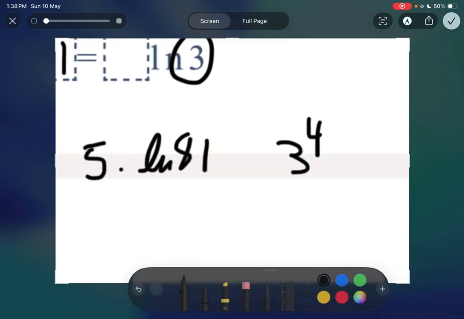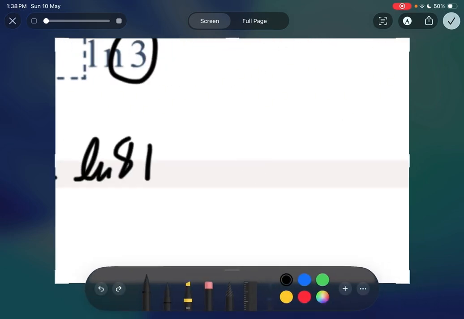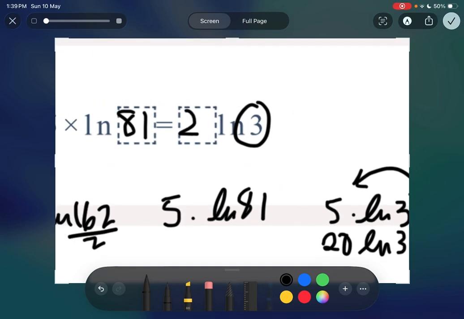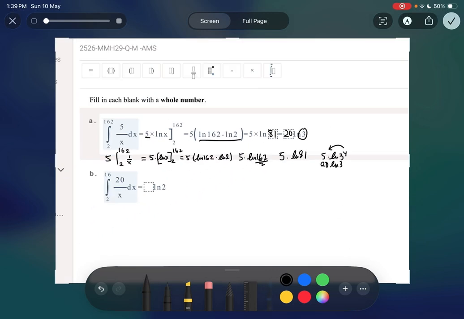So now this will become 5 times ln of 3 to the power of 4. Move the 4 there to outside. It will mean now 5 times 4 is 20 ln 3, and that's your final answer. Here is 20, so it's 81 and 20. Okay, moving on to part B.